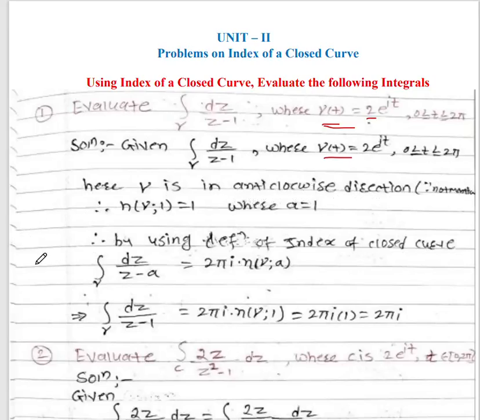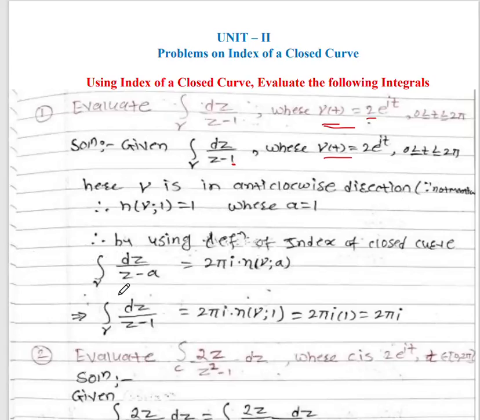Therefore, the index of a closed curve at a point a, so this is the point z minus a, where a is 1. The index of the closed curve gamma at the point a equals 1, because the radius is 2, so the point a lies inside the circle. Therefore the index of the closed curve is 1.